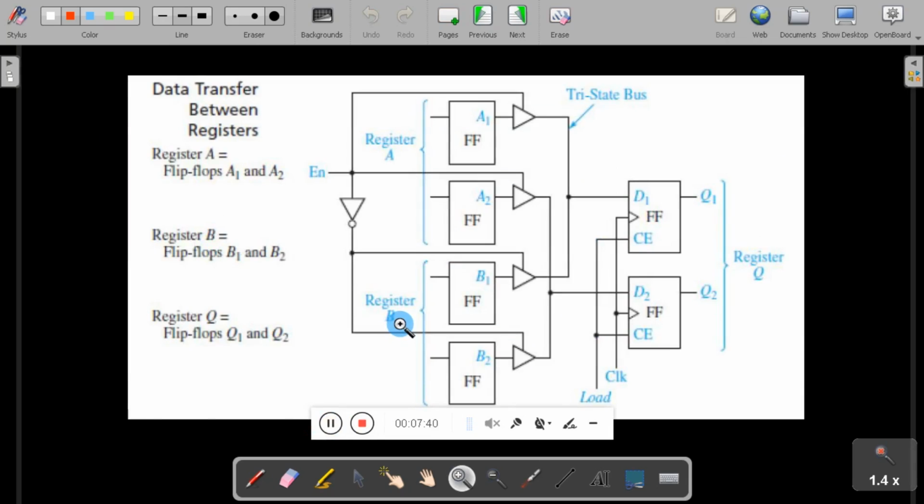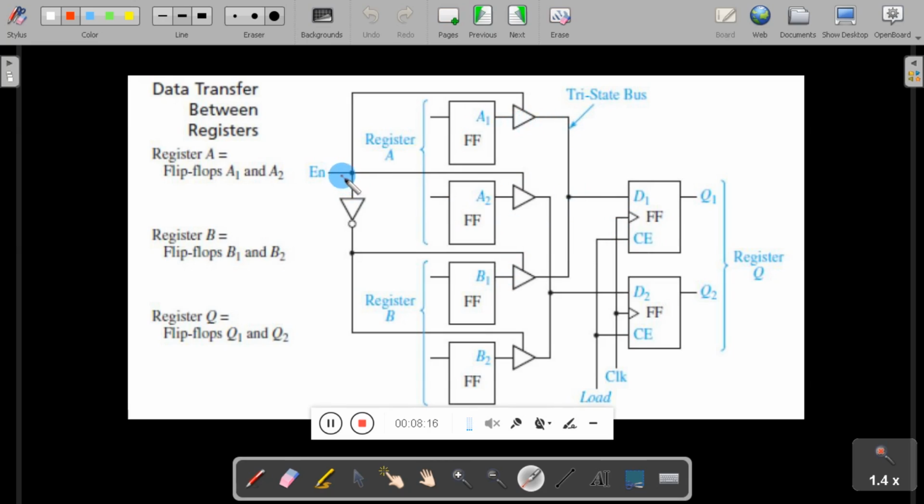So this shows the transfer of data between the registers. In the diagram you can see we are using 3 registers actually. This is register A made of 2 flip-flops, register B made of 2 flip-flops, and we have one more register called the output register, register Q. So we are going to transfer the data from register A or register B to register Q by means of a tri-state bus. That is, the outputs of the registers are connected to the tri-state bus.